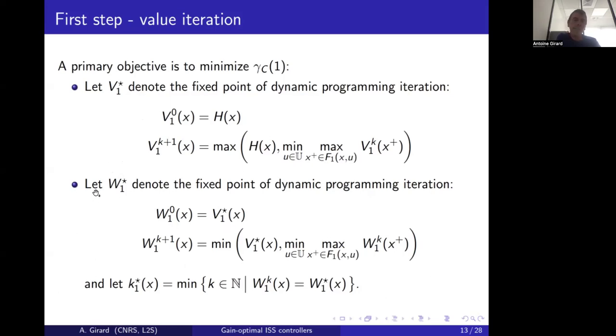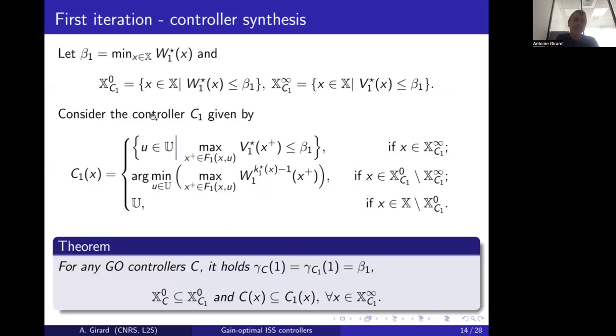And then I have a second dynamic program iteration that I want to solve, where I use basically the output of the first problem here as input. And then I solve this iteration here, which looks similar to the previous one, but it's not max here, it's the minimum here. And essentially what this program does, W1 star of X, it basically gives me what is the minimal value of V1 star that I can reach by selecting correctly my control inputs.